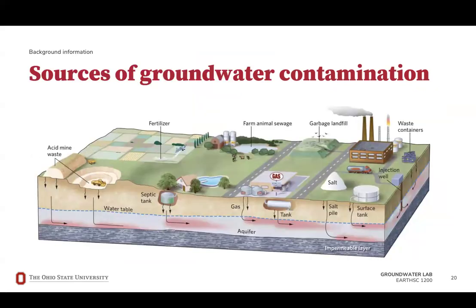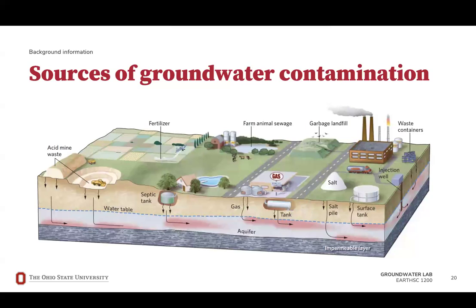Groundwater contamination is a serious issue that occurs when pollutants enter the groundwater system, making the water unsafe for drinking or other uses. It can have significant impacts on human health and the environment. Contamination can come from various sources, including point sources like leaking storage tanks or septic systems, non-point sources such as agricultural runoff or urban stormwater, and even natural sources like geologic formations that release contaminants.